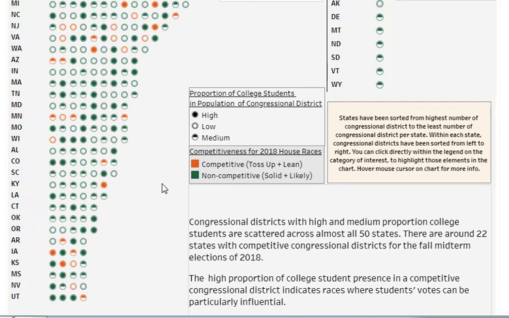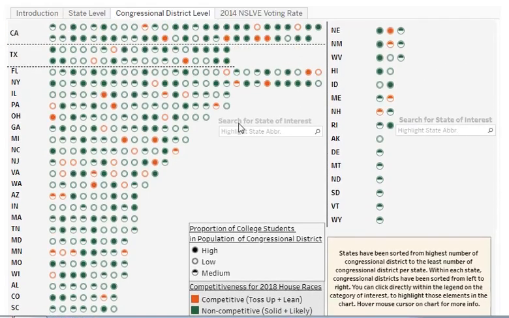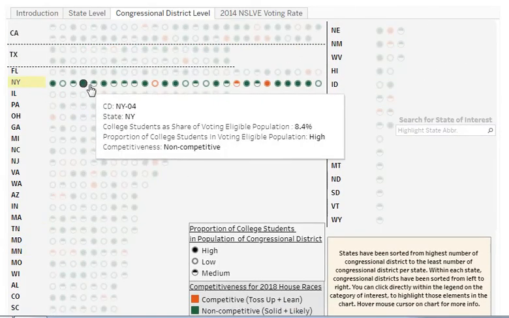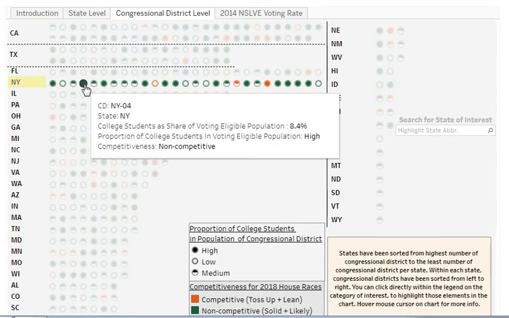In that respect, the tool highlights the strength of a college student's vote in the district where the institution of higher education is located. If you know the congressional district your institution is located in, you can search for the state your institution is located in and then find your own district for information. For example, if you go to school in New York and you know that you are from the 4th district, then you can find information right here.